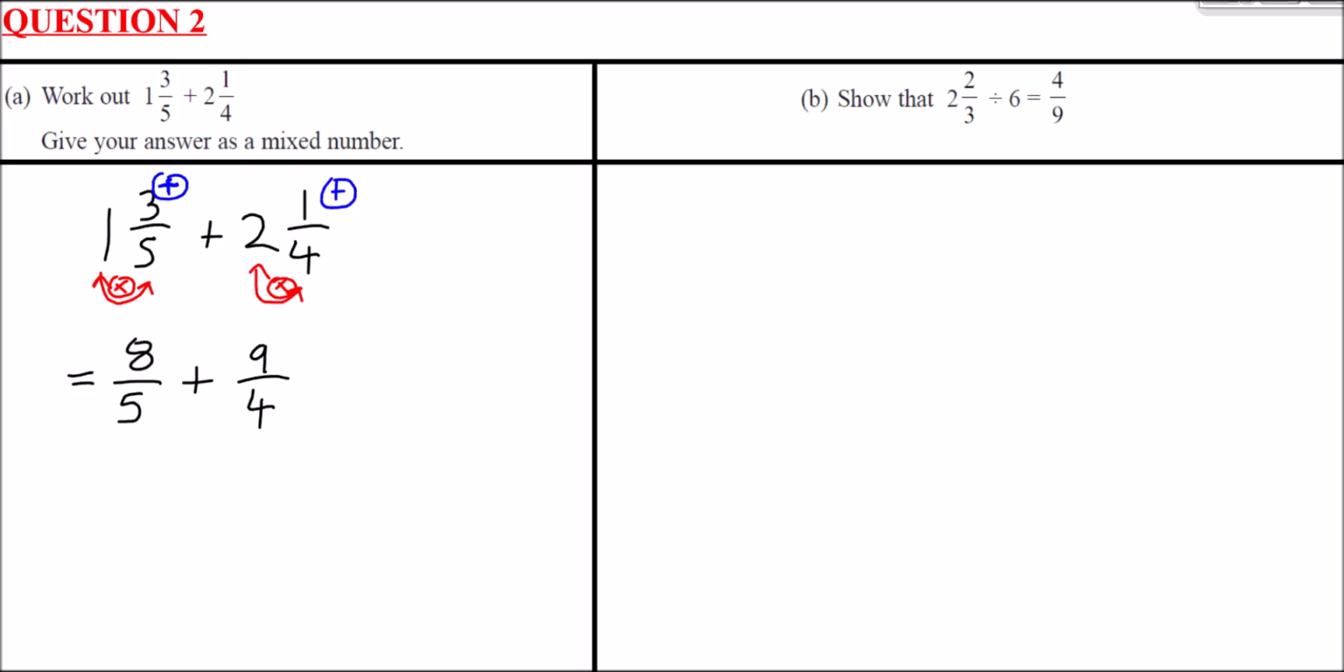We can now add these two together, but only if we have a common denominator. So 5 and 4 aren't the same, so your teacher will have taught you, hopefully, a way of getting a common denominator for a fraction. Their way might be different to mine. This way will always work.